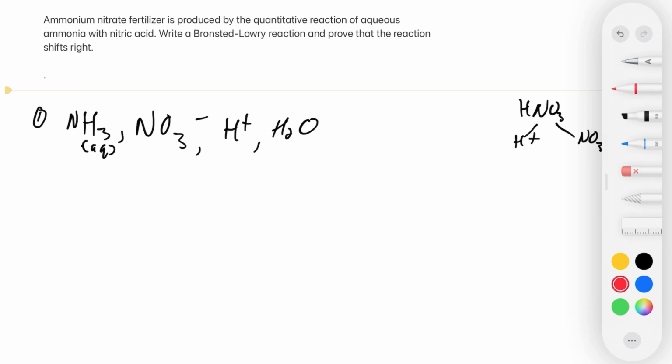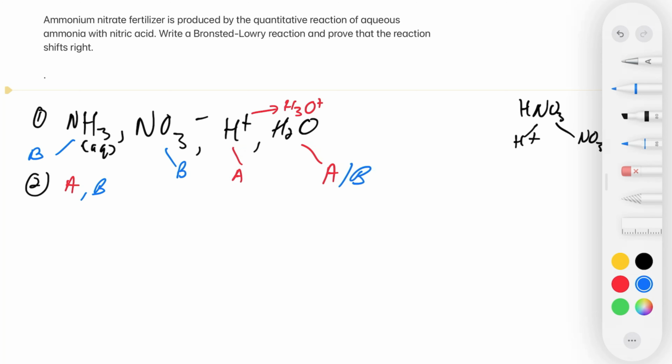Next, what we do is in red, I'm going to identify all the acids, and in blue, we're going to identify the bases. And so looking at our data booklet on page 8 and 9, that's a base. This is a base. And this is an acid. Remember that this is really short for H3O plus. And water is an acid and a base.